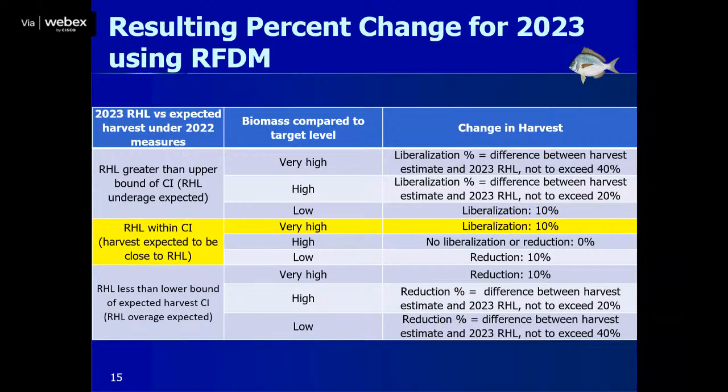So first looking at the monitoring committee's recommended model choice, the RFDM with the 80% confidence interval, as indicated, this would mean that the RHL falls within that confidence interval, which leads us to that center bin in that first column. Then if we consider Scup biomass from the results of the 2021 management track assessment, that suggests Scup is in this very high category in column 2, which then leads to 10% liberalization in that third and final column.